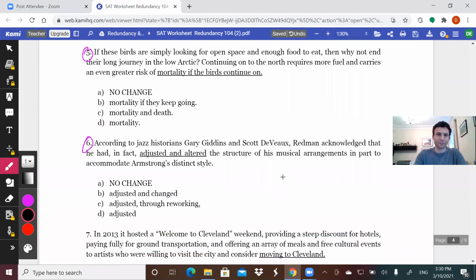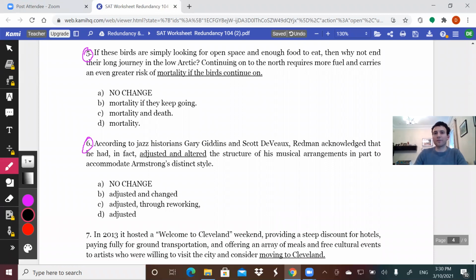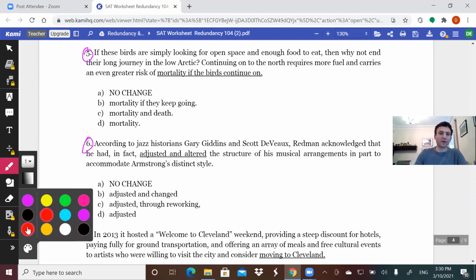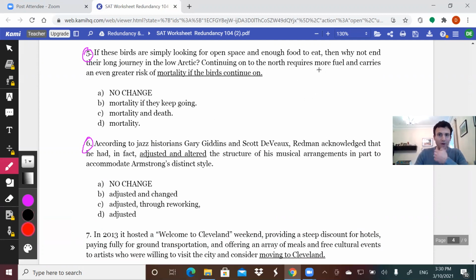All right, let's look at 5. If these birds are simply looking for open space and enough food to eat, then why not end their journey in the low Arctic? Continuing on to the north requires more fuel and carries an even greater risk of mortality if the birds continue on. So hopefully you're already realizing what's problematic with A. We already say continuing on to the north, so we don't need to say if the birds continue on. So redundant there. If they keep going, that's synonymous with continue on. Mortality, well, if you look up the definition of mortality, that's death. So we're repeating ourselves unnecessarily. So that's going to be D.